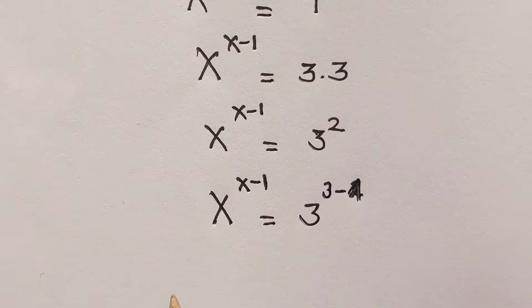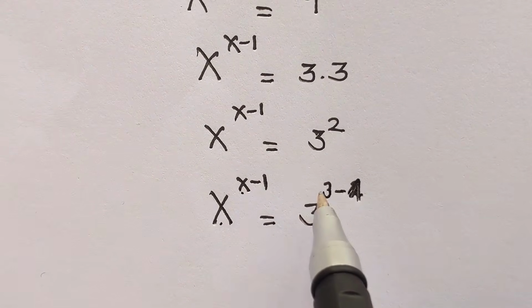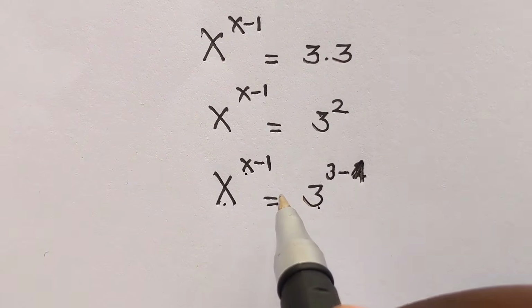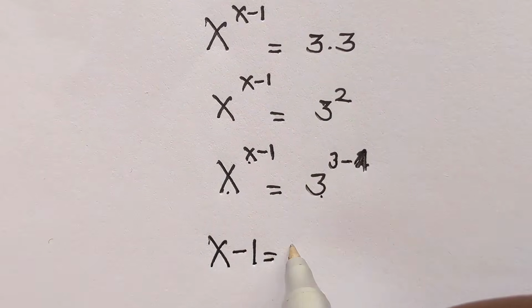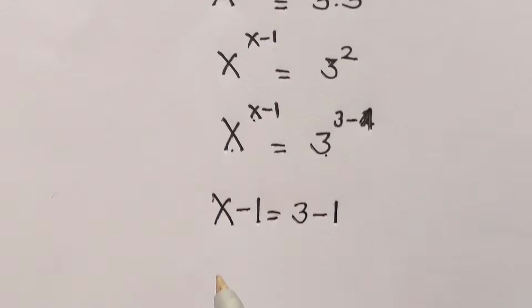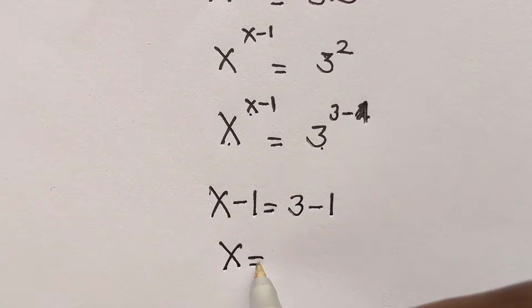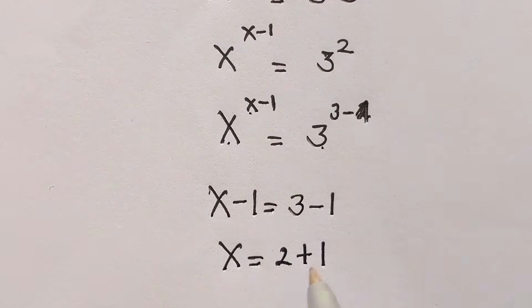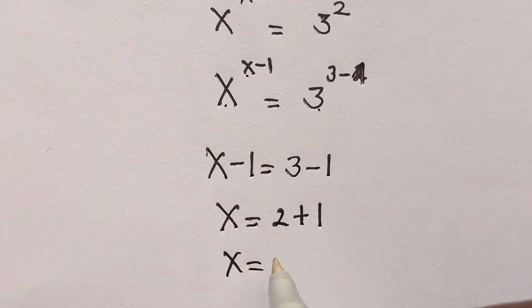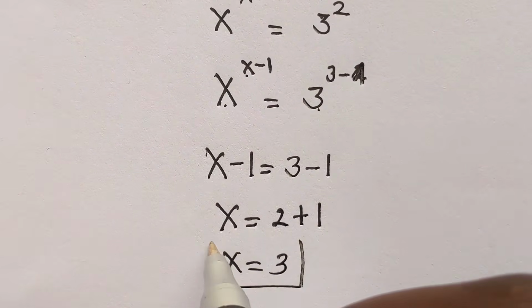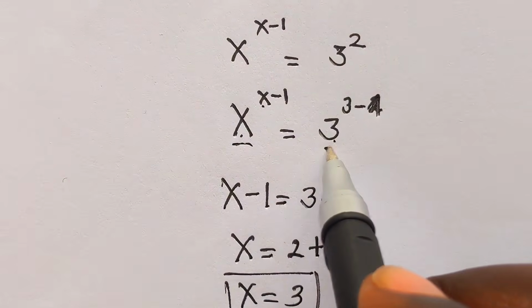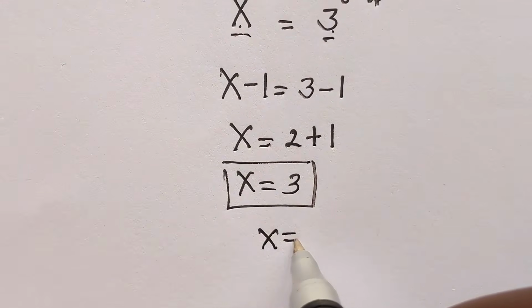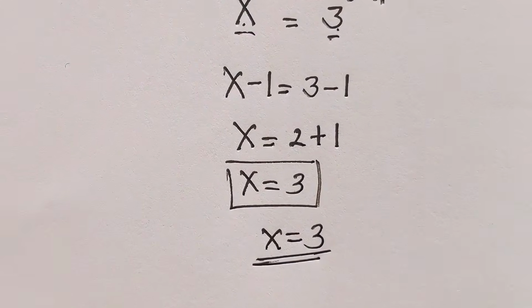So first, we have x, which is equal to 3, and we have x here, which is the same as this one. We can equalize the powers to get x minus 1 equal to 3 minus 1, so that here we have x, which is equal to 2 plus 1, so that our x will be 3. And of course, if we equalize the base here, we should get x equals 3.